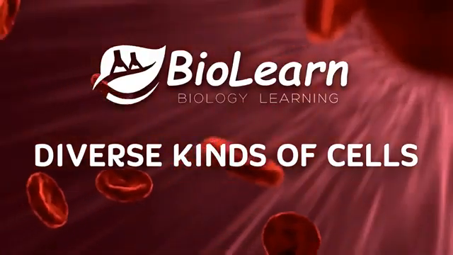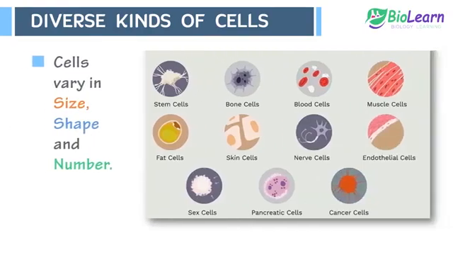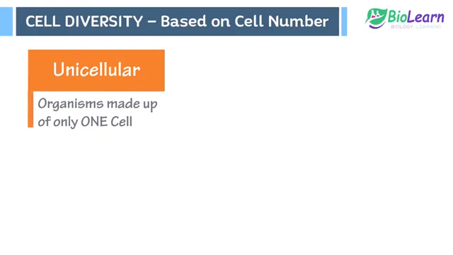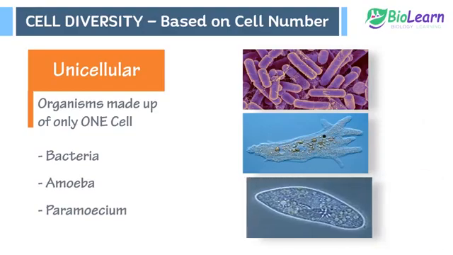Welcome to this video session about diverse kinds of cells. We already know that a large variety of living organisms are made up of cells which may vary in size, shape, and number. Based on cell number, the organisms are of two types. Organisms made up of only one cell, which performs all the functions of the body, are called unicellular organisms. For example, bacteria, amoeba, paramecium, and many more.